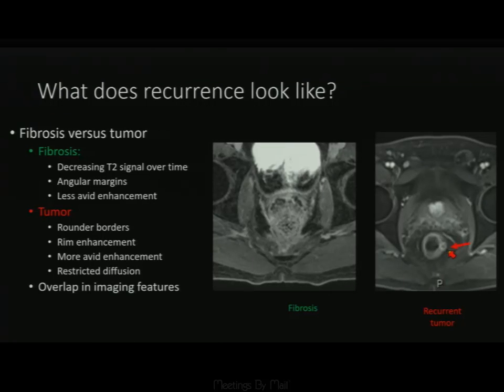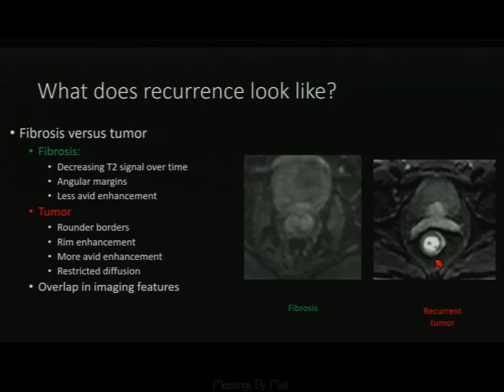So here we see an area of focal enhancement, whereas in fibrosis, it should be more smooth. This was recurrence within the wall and had focally restricted diffusion. That was not the same all around the tumor, so even though it was intramural, it was focally restricted diffusion. But keep in mind, there can be considerable overlap in these imaging features, which makes it a little bit confounding.